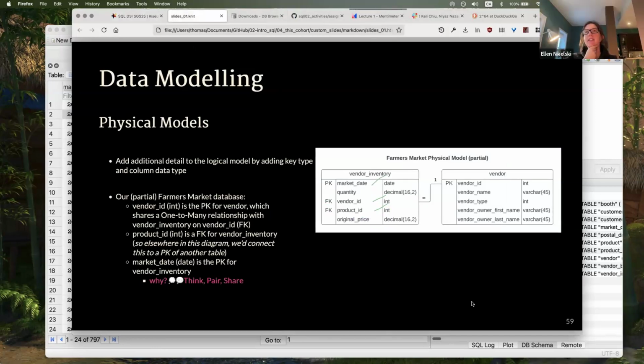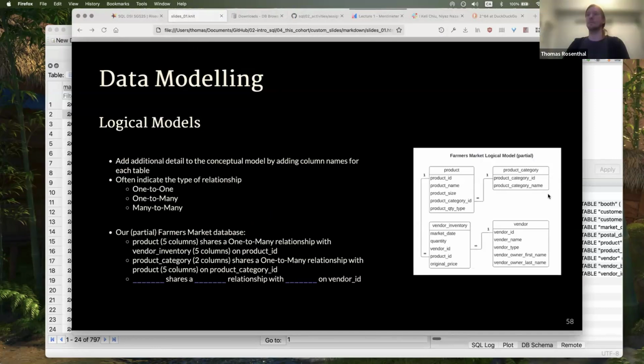Ellen, hand up. Yeah, can you go back to the slide that has the product category, product, vendor, inventory, and vendor? Yeah. So here we have product category ID as being that one-to-many relationship, but wouldn't there only be one product category name for each ID? Like you don't have that repeating itself over and over again. So aren't they kind of redundant?